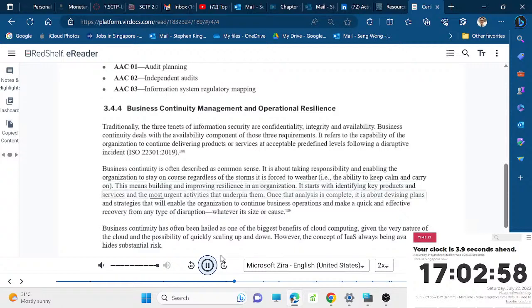It starts with identifying key products and services and the most urgent activities that underpin them. Once that analysis is complete, it is about devising plans and strategies that will enable the organization to continue business operations and make a quick and effective recovery from any type of disruption, whatever its size or cause. Business continuity has often been hailed as one of the biggest benefits of cloud computing, given the very nature of the cloud and the possibility of quickly scaling up and down.